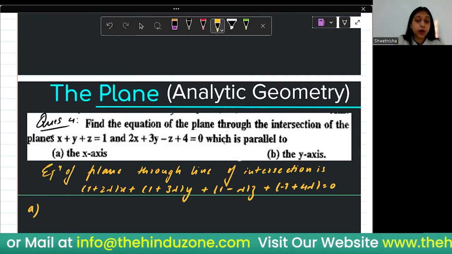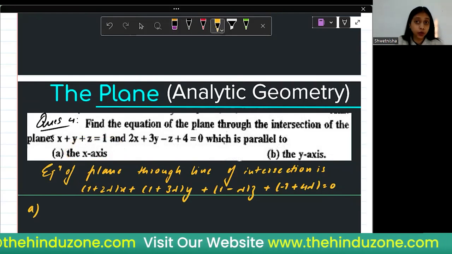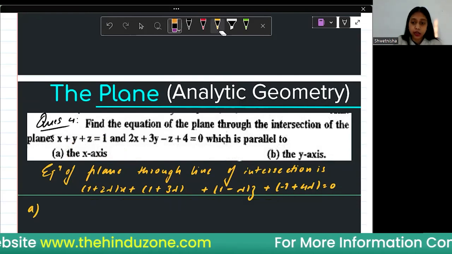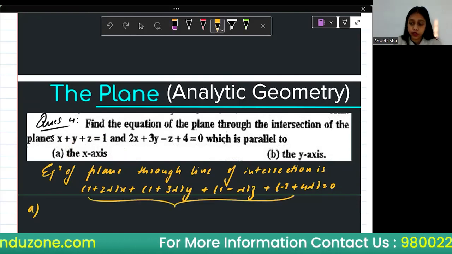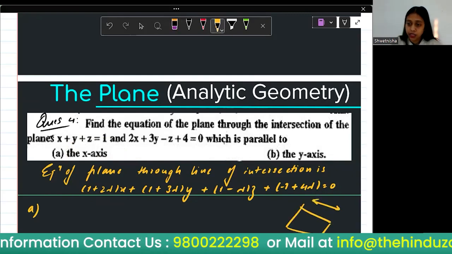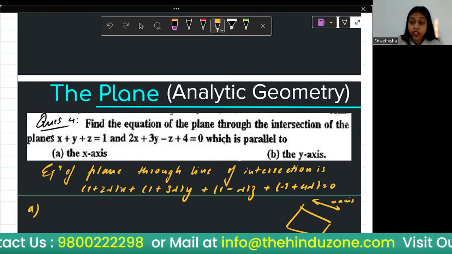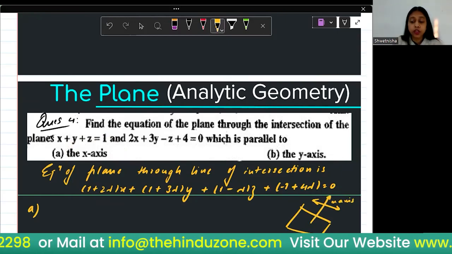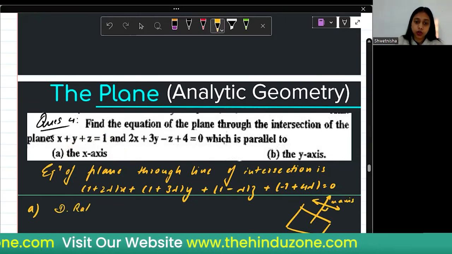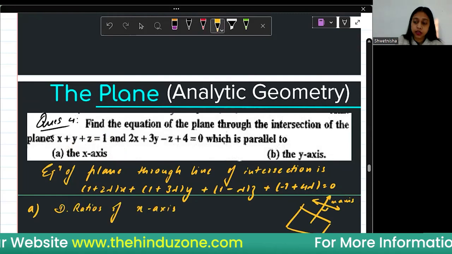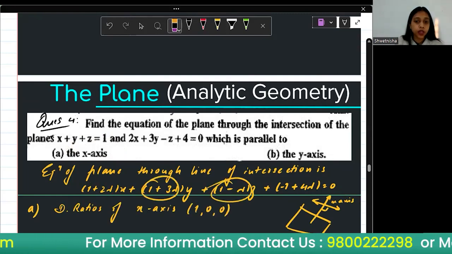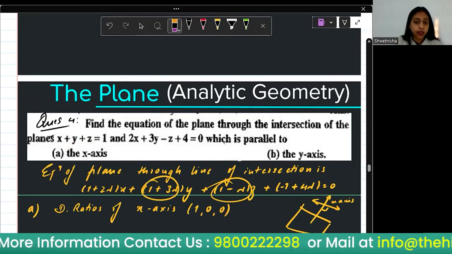The uniqueness is, number 1, it is parallel to the x-axis. So this is a plane which is parallel to the x-axis, right? What is the relation between the x-axis and the normal of the plane? They are perpendicular. So the direction ratios of the x-axis are 1, 0, 0, and the direction ratios of the normal of the plane are these three coefficients, and they are perpendicular.